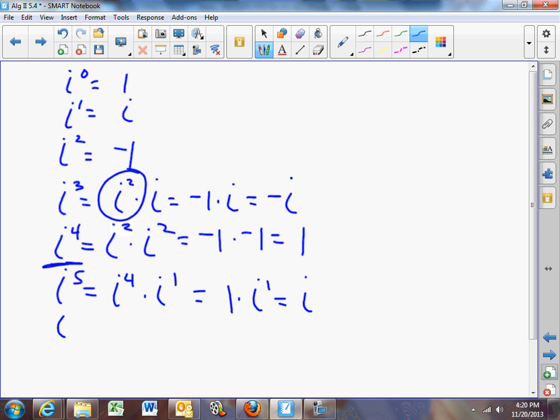i to the 6th could be thought of as i to the 4th times i squared. And we know i to the 4th is 1, and we know i squared is negative 1. So we have 1 times negative 1, which gives us negative 1.